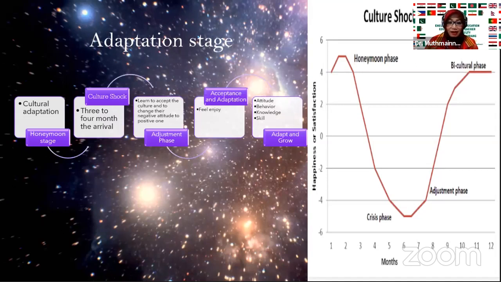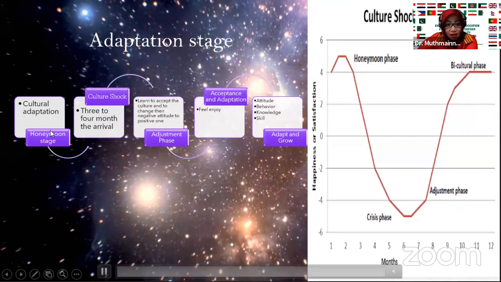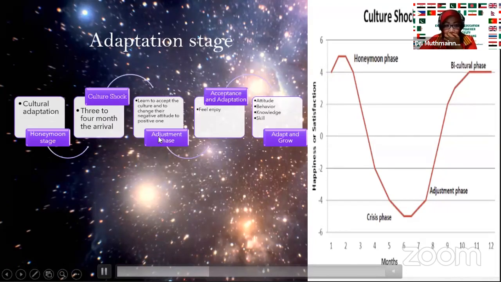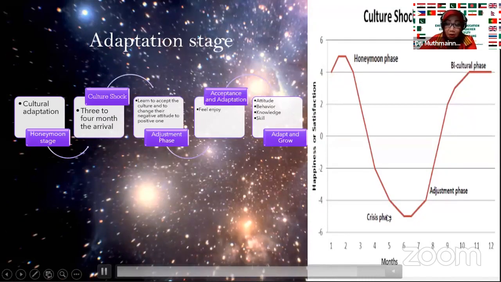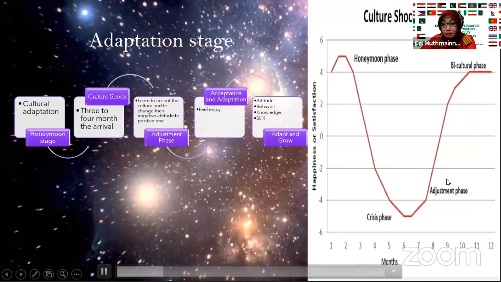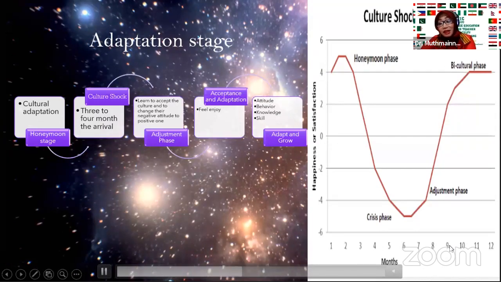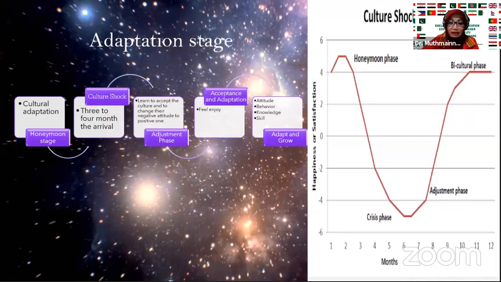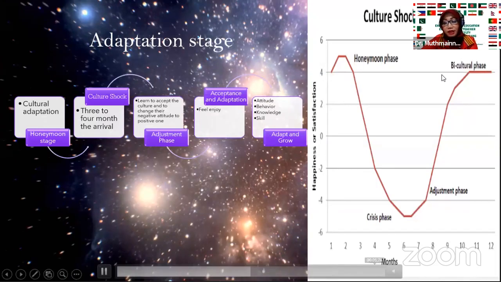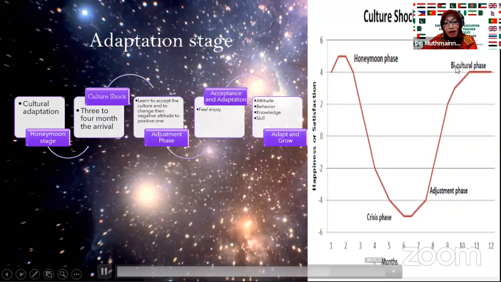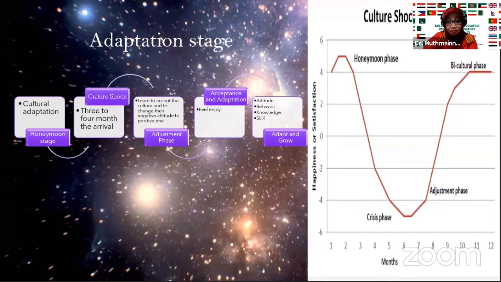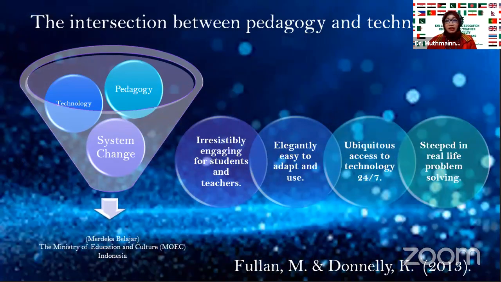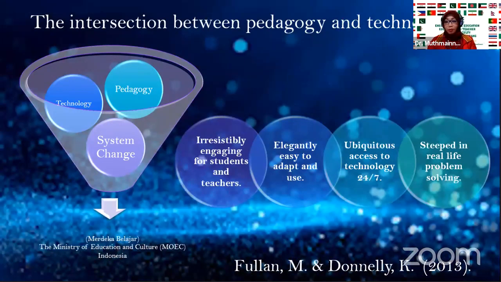Where is our position right now? We had the culture shock in the past, but now we are in the adjustment phase, because we are in this September. We are still adapting to this new habit or new culture. Maybe next week or next year we will adapt and grow with this condition, in how to use and teach with technology. And we must also consider the intersection between technology and pedagogy.